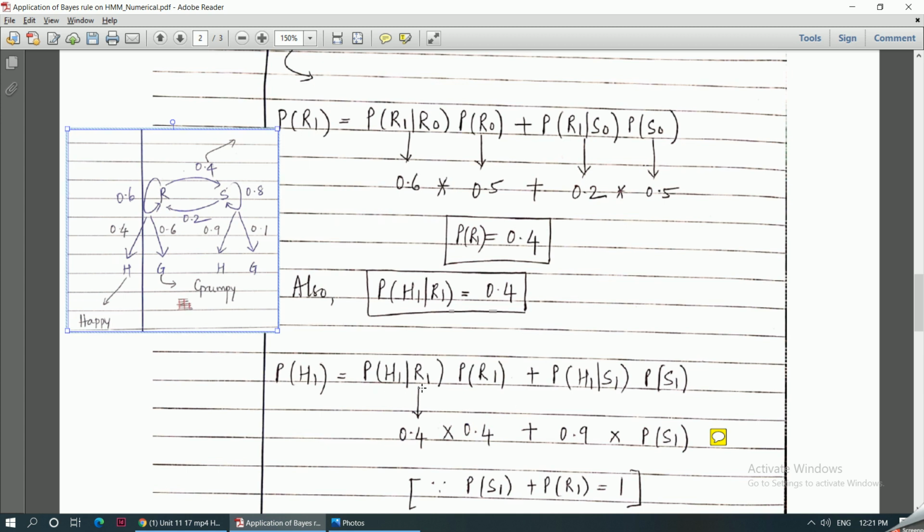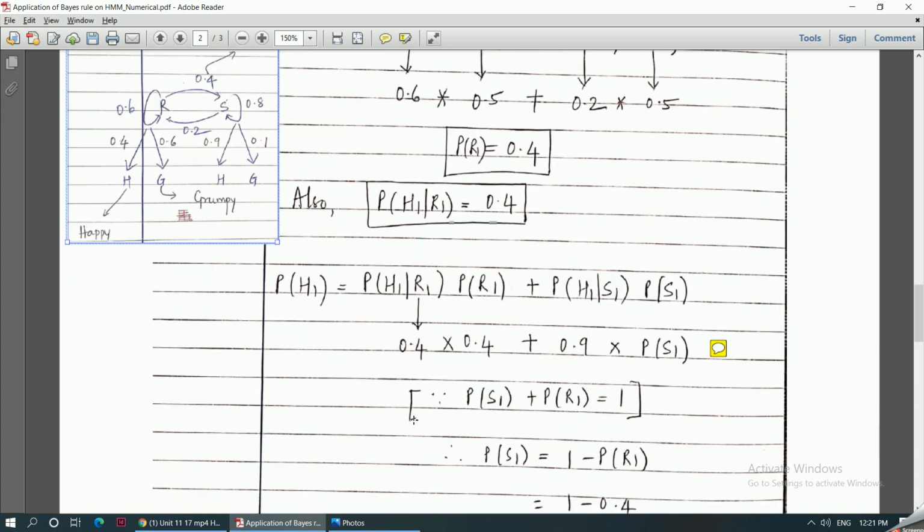Now we know this value, H1 given R1, which is nothing but 0.4. Probability of R1 is also calculated, which is nothing but 0.4. H1 given S1 can be found out from the state transition diagram, which is nothing but 0.9. Now we are stuck on how to find the probability of S1. Probability of S1 can be found in two methods. I'll show you both the methods.